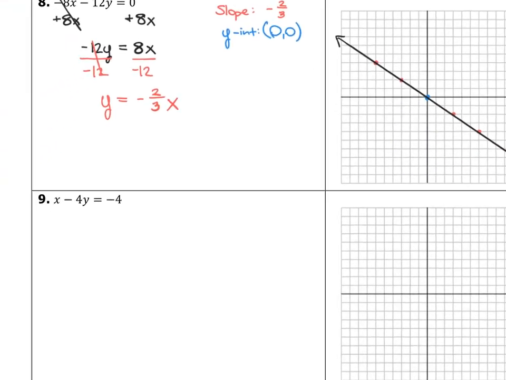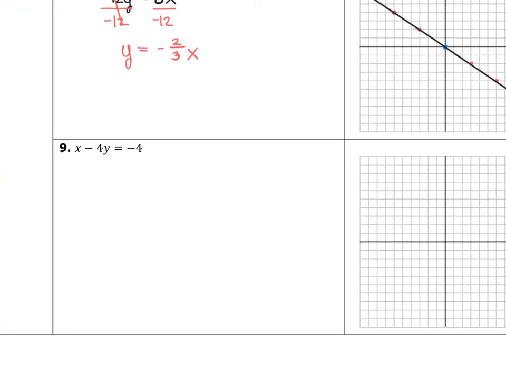All right, final example number 9, x minus 4y equals negative 4. I'll subtract x from both sides first. That gives me negative 4y equals negative x minus 4, and then divide everything by negative 4. So I get y equals, this will be a positive 1/4 x, and then plus 1.